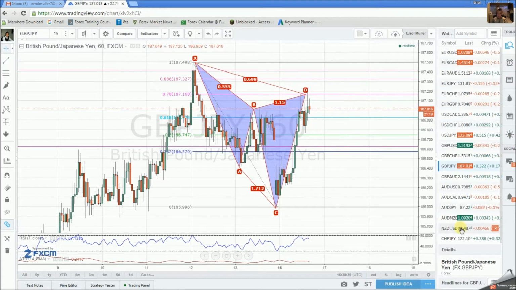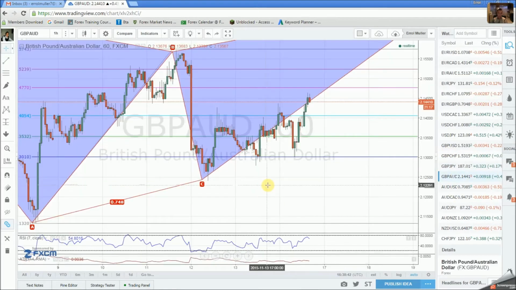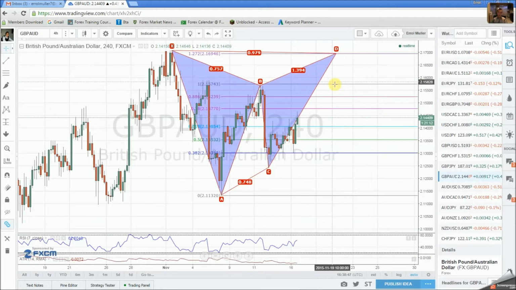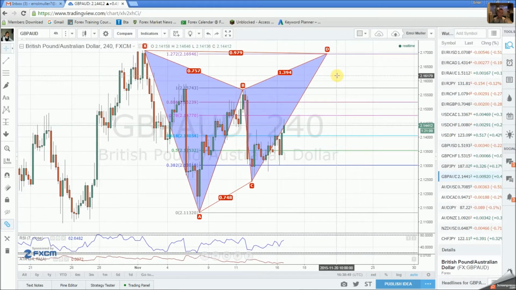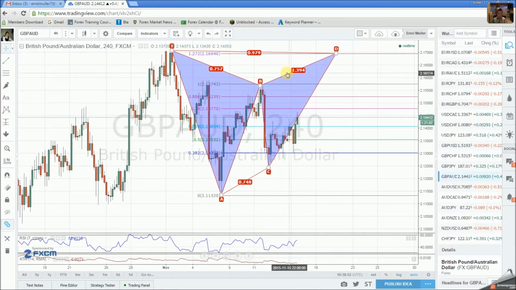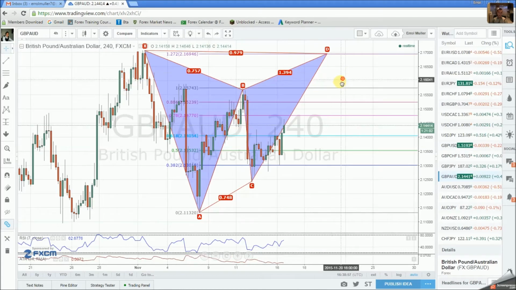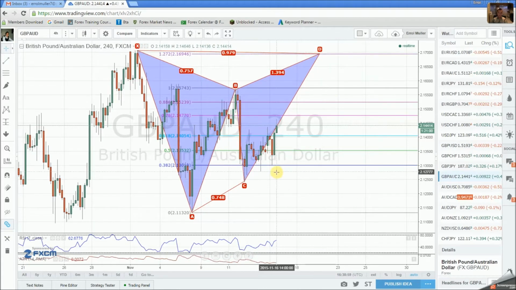Okay, that was GBP JPY. Next we had GBP AUD. Let's quickly go to GBP AUD on the 4-hour time frame. For those of you who don't know, the only time frames that I trade are the 4-hour and the 1-hour time frame. So on GBP AUD, we've got a nice deep Gartley pattern set up here, a bearish Gartley pattern. It's not completed yet. As I said, it might complete. So let's see what the market does, and if we actually do get filled.